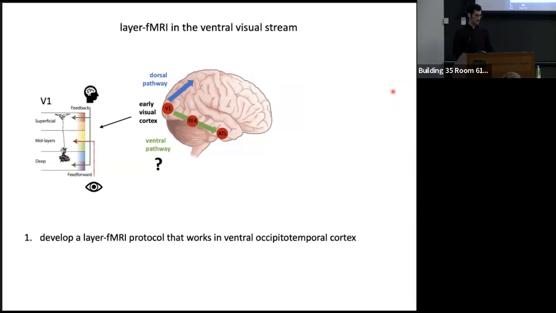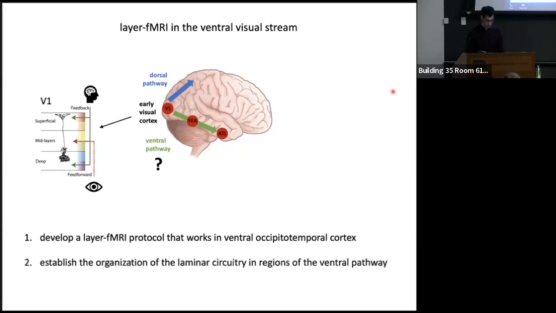So in this ongoing experiment that's still in its early stages, we want to do two things. We first want to develop layer fMRI protocols, a protocol that works in ventral occipital temporal cortex. Lots of layer work, VASO included, is done in primary motor and primary sensory cortices, and mostly in M1 and V1. And second, we want to establish the organization of the laminar circuitry in regions of the ventral visual pathway.